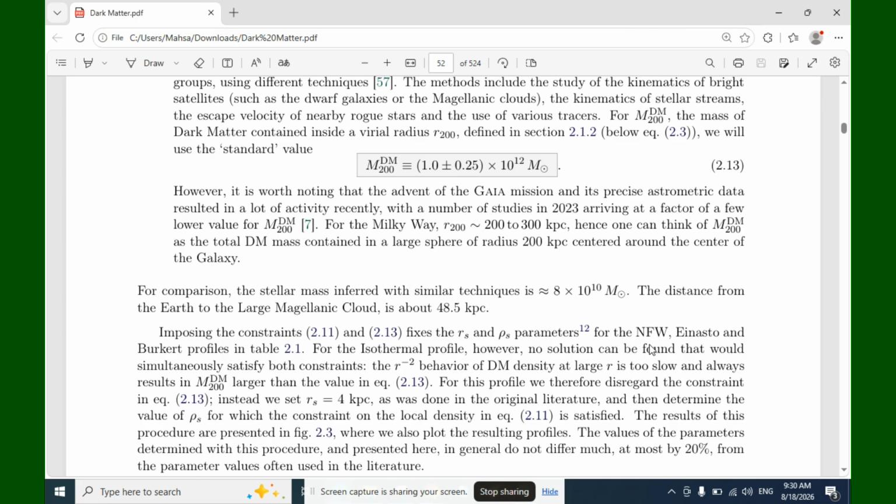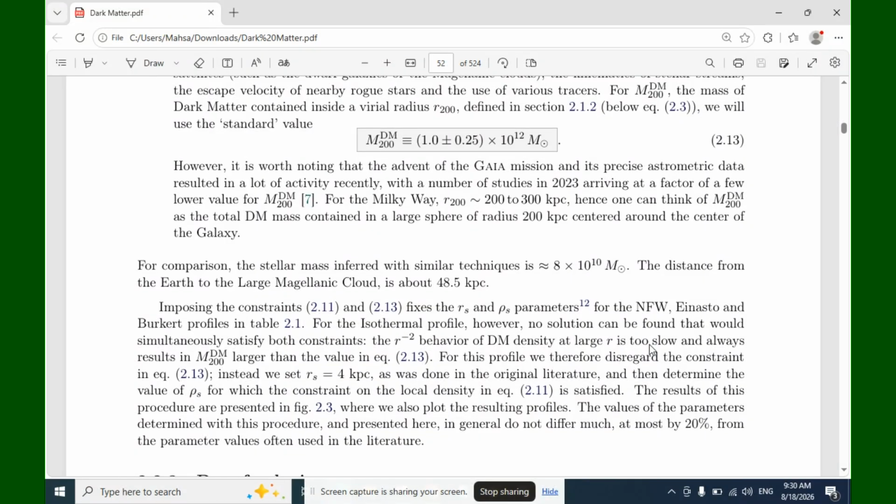For the thermal profile, however, no solution can be found that would simultaneously satisfy both constraints. The r to the power of minus 2 behavior of dark matter density at large radius is too slow and always results in M200 dark matter larger than the value in equation 2.13. For this profile, we therefore disregard the constraint in equation 2.13. Instead, we set the radius Rs equal to 4 kpc.